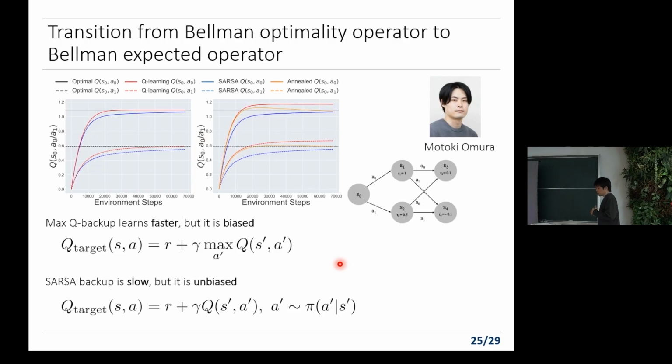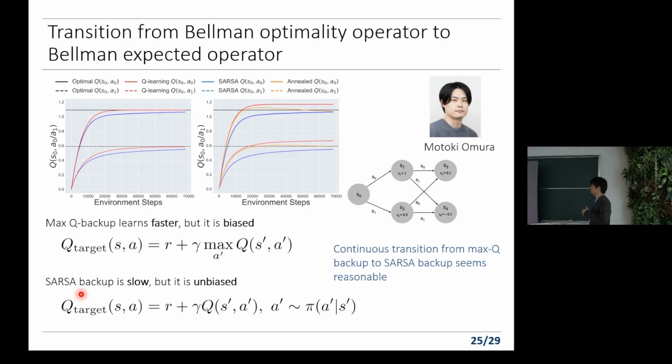In our recent study, we showed that learning the Q function has two distinctive properties. One is that the max Q backup learns faster, but it's biased. That's natural because it performs max operations. On the other hand, the SARSA backup is slow, but it's unbiased. This is also a natural result. It is very simple, but it's actually impactful in practice.